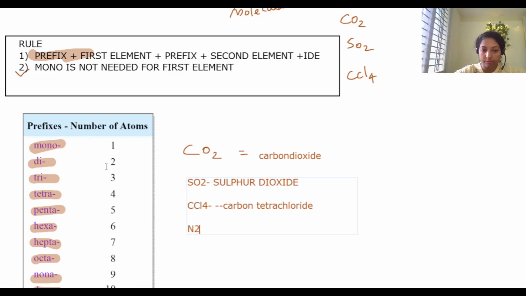And what about N2O5? See, nitrogen this time is not one. Nitrogen is two in number. So if it is two, definitely you need to use the prefix.